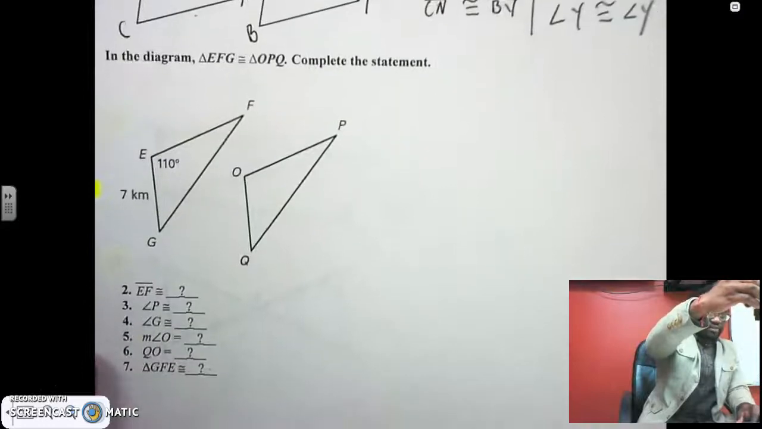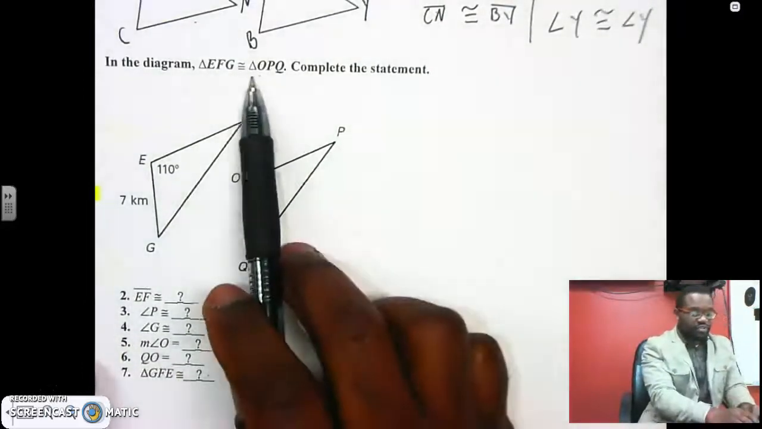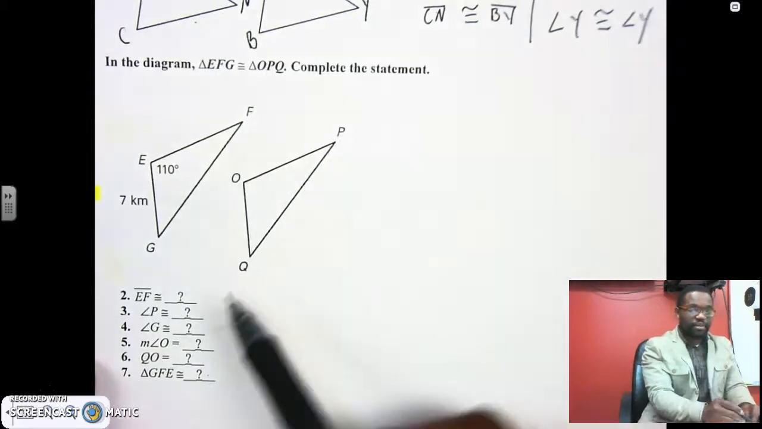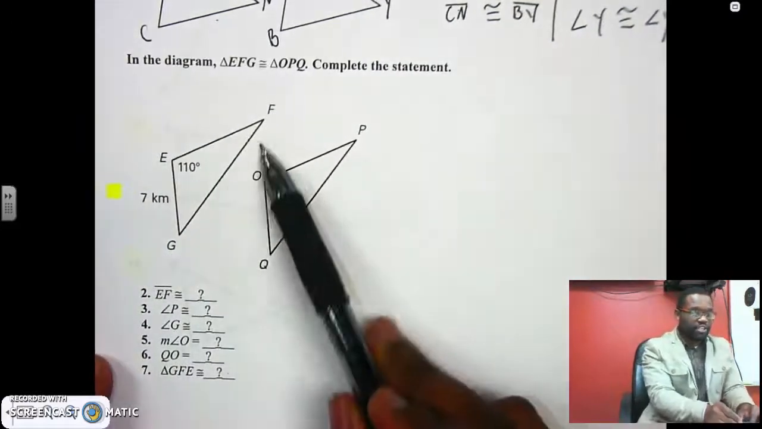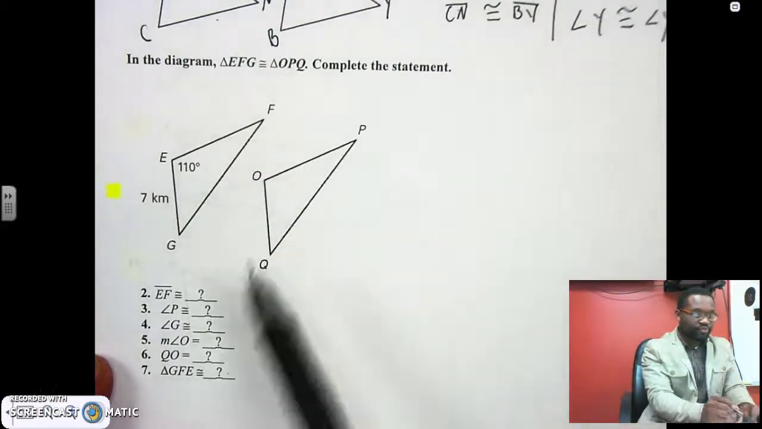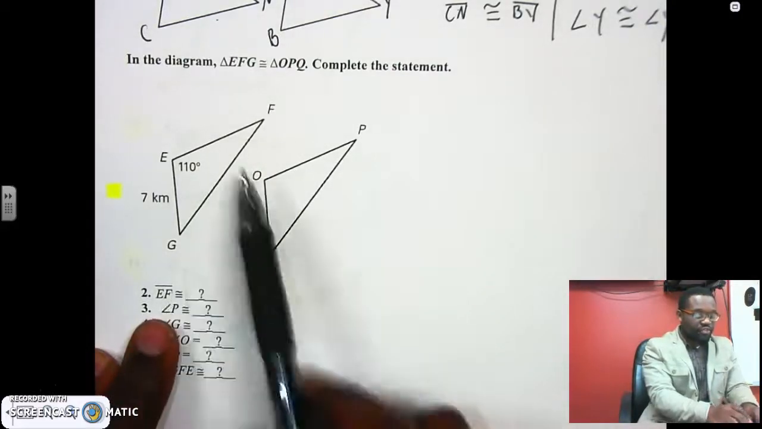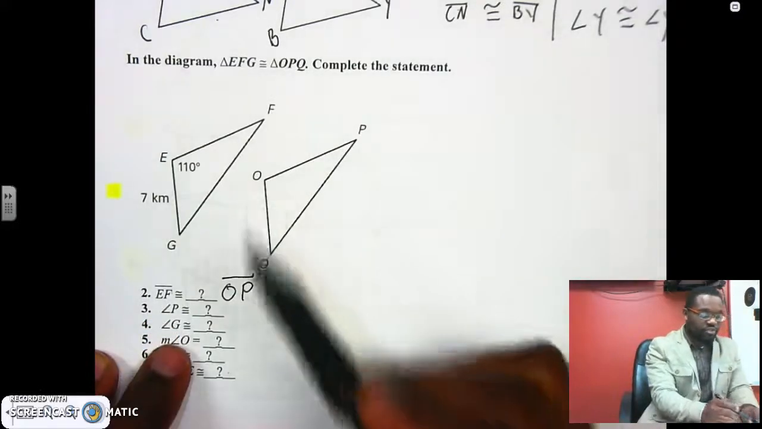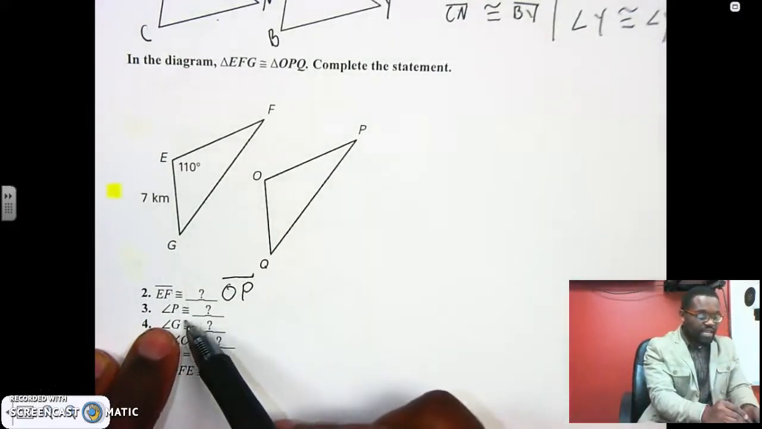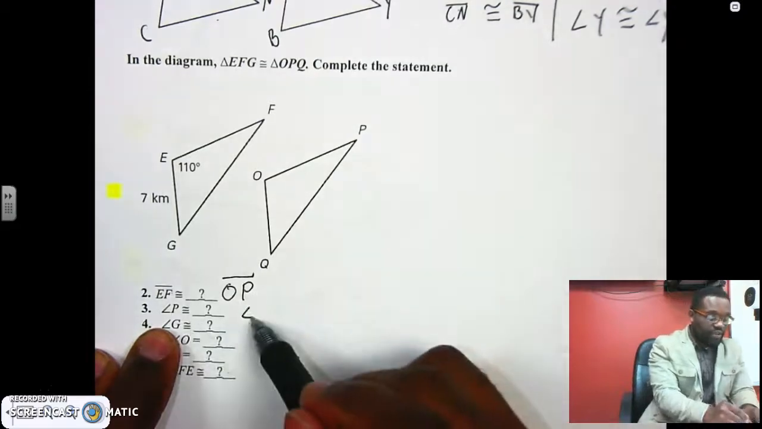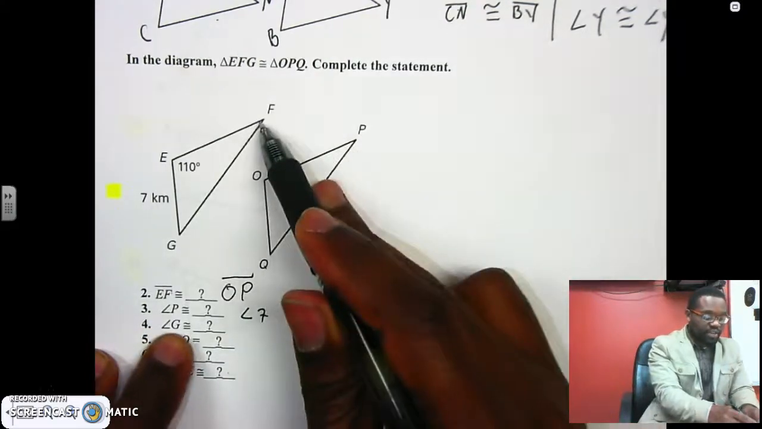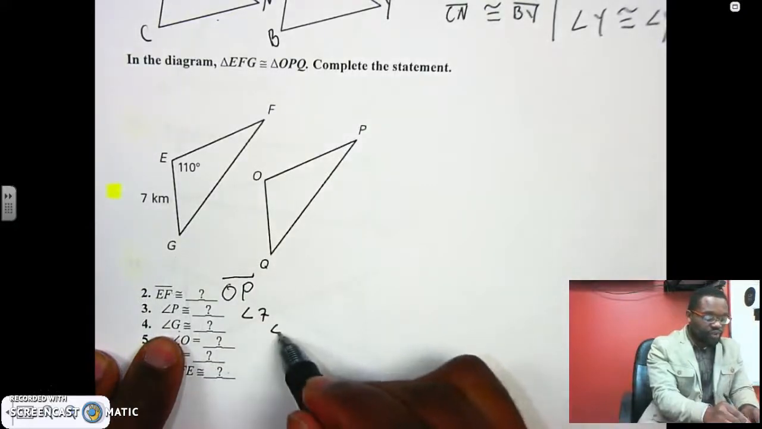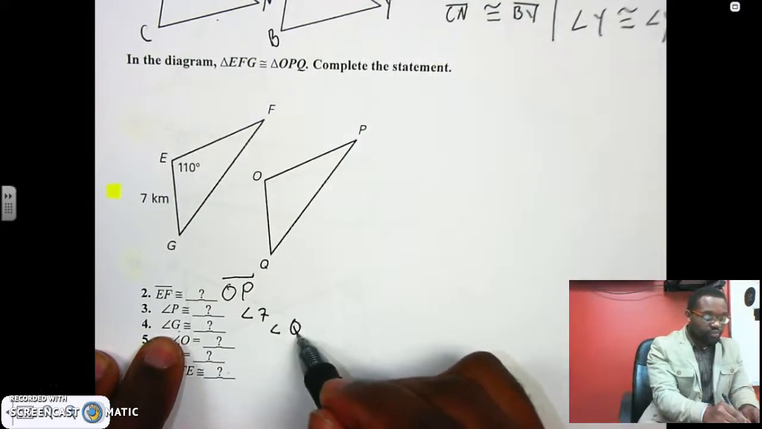In the diagram, triangle EFG is congruent to triangle OPQ. Complete the statement. So they want me to fill in the blanks. They already told me that these two triangles are congruent. EF is congruent to OP. That's the side that it's congruent to. Angle P is congruent to angle F. You see that? Angle P and angle F.